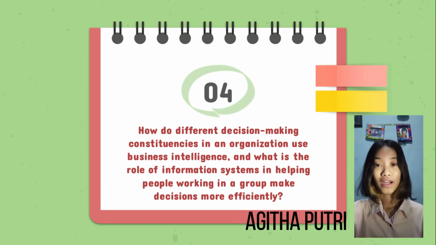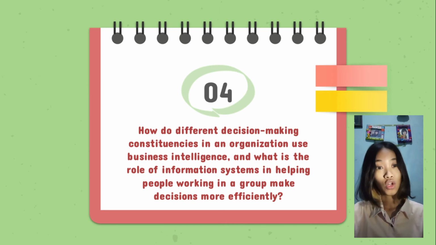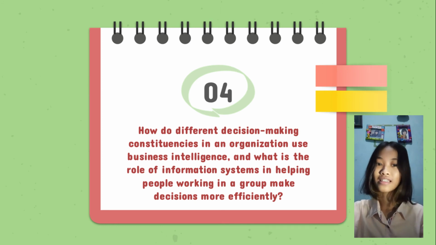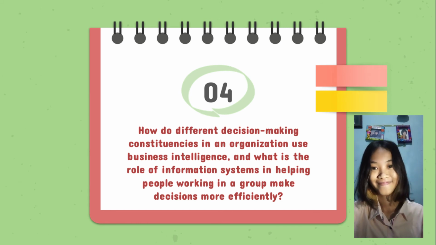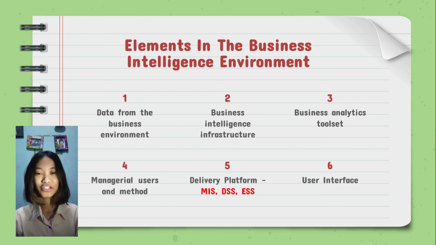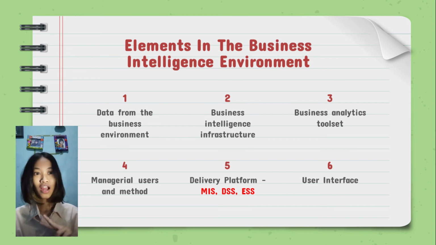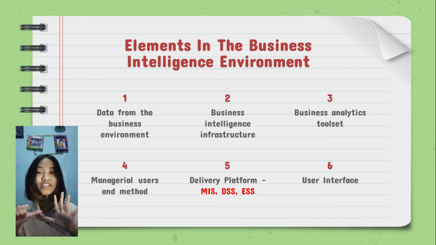Allow me to continue part 4. How do different decision-making constituencies in an organization use business intelligence, and what is the role of information systems in helping people working in groups make decisions more efficiently? The business intelligence environment has 6 elements: data from the business environment, business intelligence infrastructure, business analytic toolset, managerial users and methods, delivery platform (MIS, DSS, ESS), and user interface.